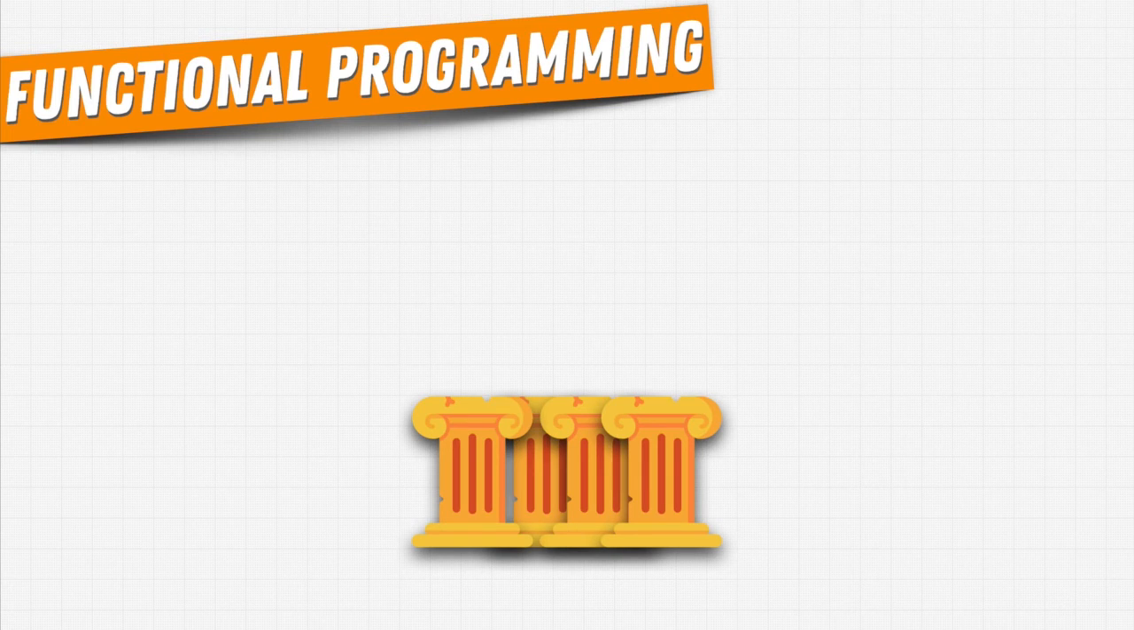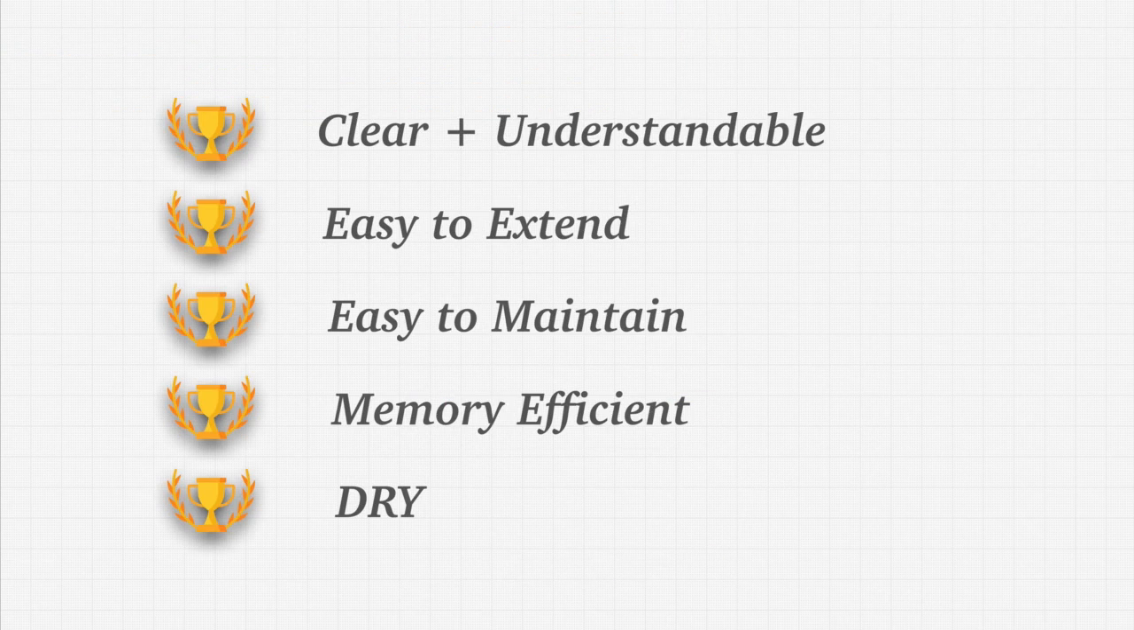But at the end of the day, the goal of a functional programming paradigm is the same as object-oriented paradigm. It's the idea of making our code clean and understandable, easy to extend. That is, we can grow our code and make it better and better and have others come and extend our code. It's easier to maintain. It keeps our code DRY so that we are not repeating ourselves, as well as keeping our code memory efficient because we're not storing information all over the place.